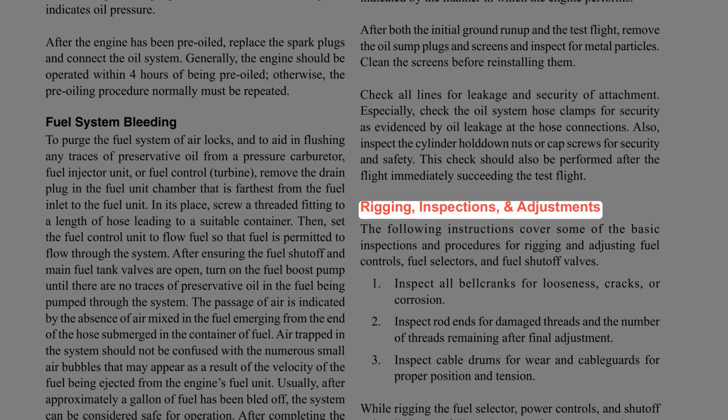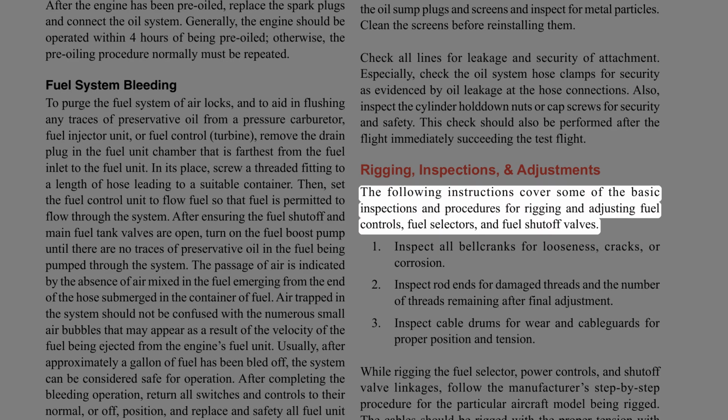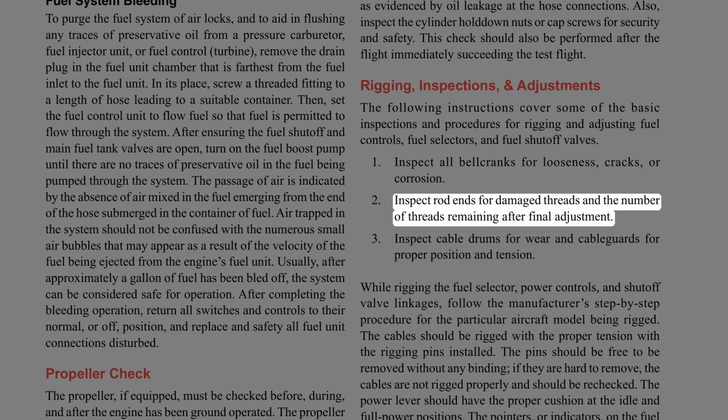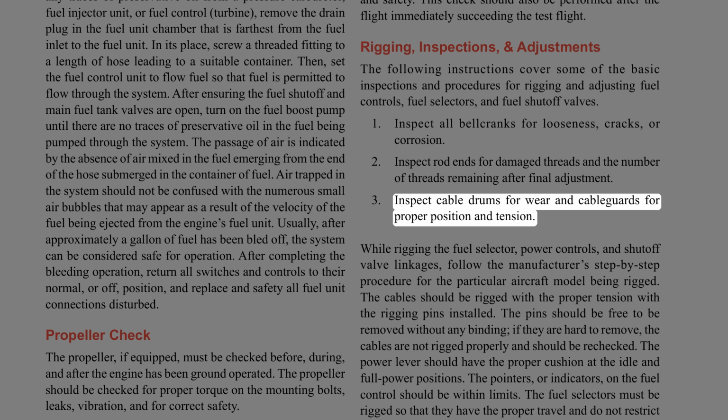Rigging, inspections, and adjustments. The following instructions cover some of the basic inspections and procedures for rigging and adjusting fuel controls, fuel selectors, and fuel shutoff valves. Inspect all bell cranks for looseness, cracks, or corrosion. Inspect rod ends for damaged threads and the number of threads remaining after final adjustment. Inspect cable drums for wear and cable guards for proper position and tension.